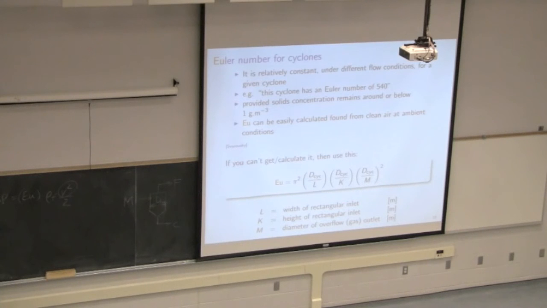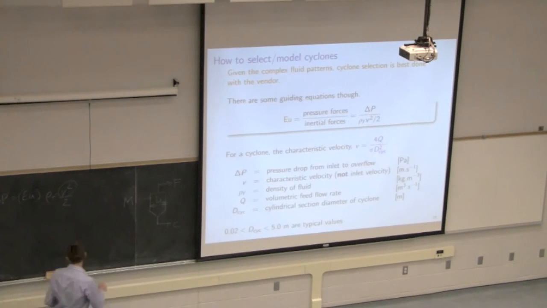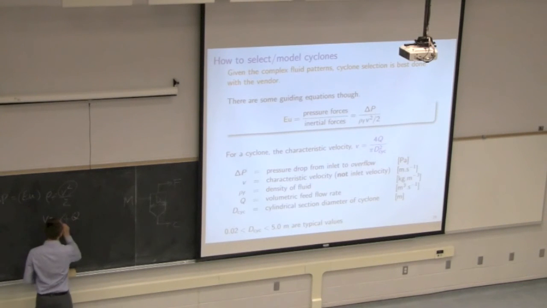So you can often purchase cyclones that way. You can purchase a cyclone with a given Euler number, and the vendor will be able to provide you what the Euler number is for the cyclone. We can also easily calculate it. If I feed a clean air stream into that cyclone, so no solids, I can easily calculate delta P, and I can easily calculate rho F, I know that. In fact, V I had from the prior equation, which is 4 Q over pi d squared. So for a given cyclone, I can easily calculate that velocity. I can calculate the cyclone's Euler number if I don't have it.